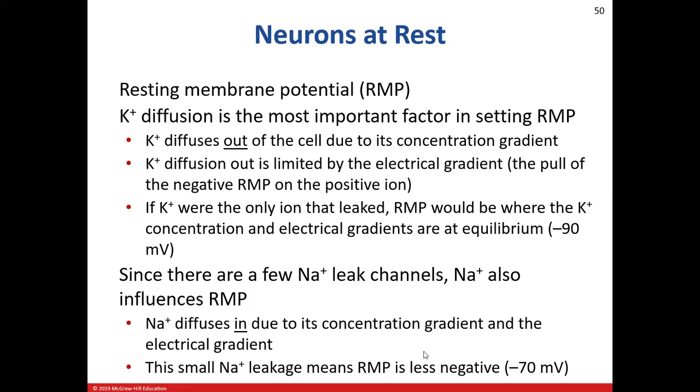The small leakage of sodium means that the resting membrane potential is a little less negative as opposed to where it would be at minus 90. So instead of being minus 90, where potassium would be the only ion that's leaked, because we do have some sodium, the RMP is a little less negative than that minus 90 millivolts. So the resting membrane potential is minus 70.